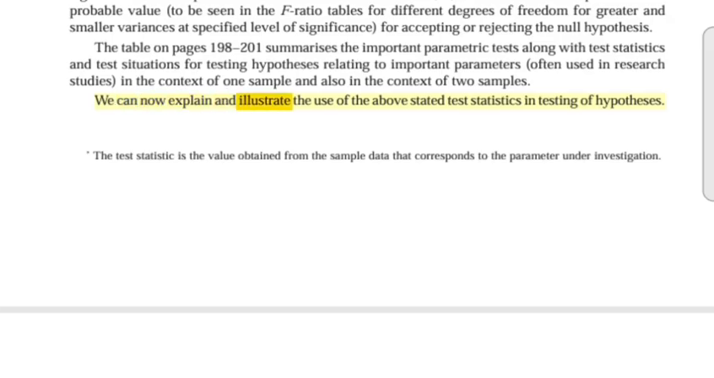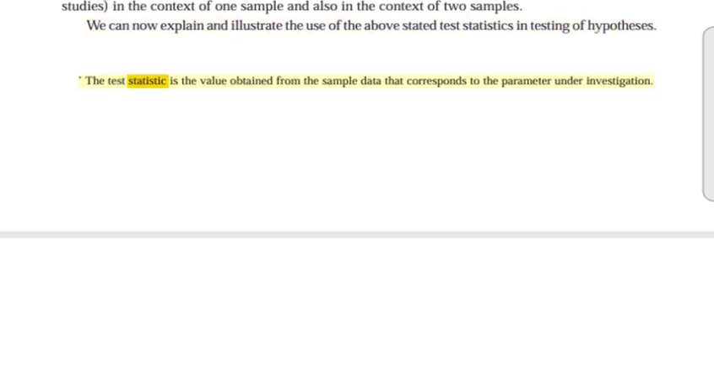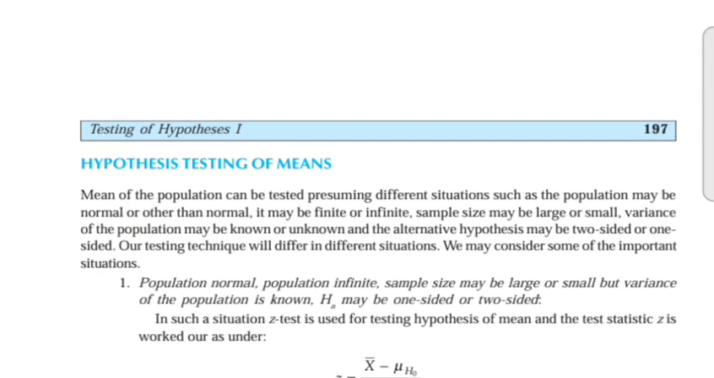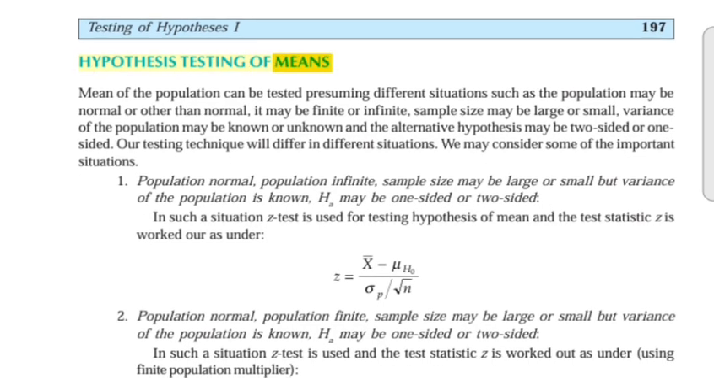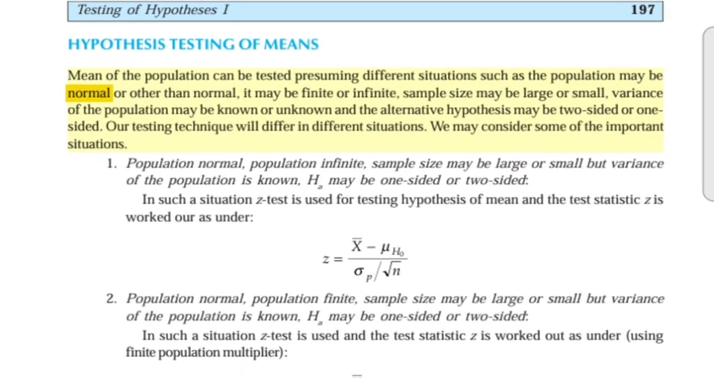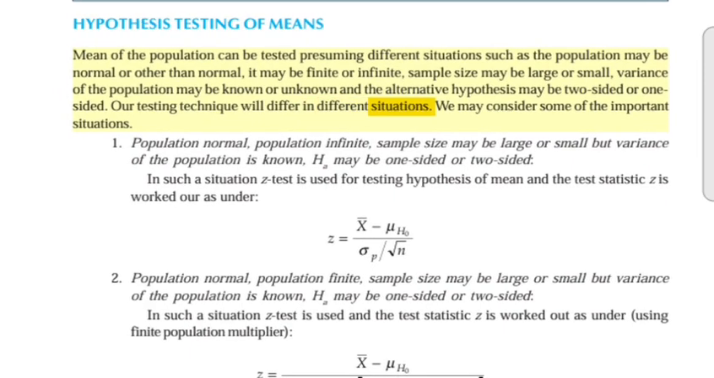We can now explain and illustrate the use of the above-stated test statistics in testing of hypotheses. The test statistic is the value obtained from the sample data that corresponds to the parameter under investigation. Testing of hypotheses. Hypothesis testing of the mean of the population can be done presuming different situations: the population may be normal or other than normal, it may be finite or infinite, the sample size may be large or small, the variance of the population may be known or unknown, and the alternative hypothesis may be two-sided or one-sided. Our testing technique will differ in different situations. We may consider some of the important situations.